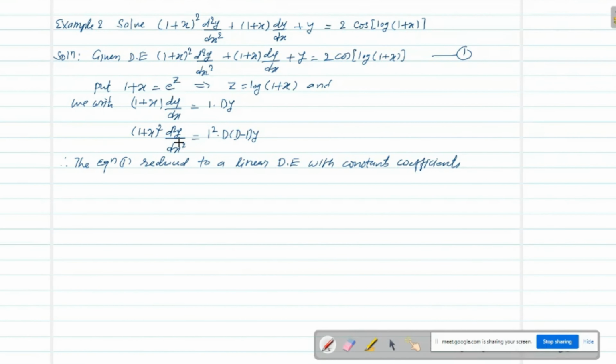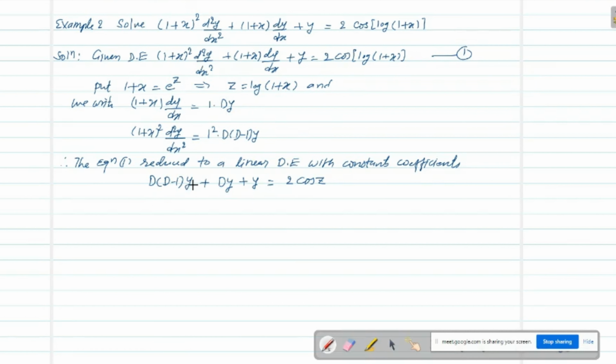Just replace all these values. Instead of this (1 plus x) whole square d square y by dx square, we put this. So you will have (d minus 1) y, and instead of (1 plus x) dy by dx we put simply dy, plus the last term y as it is, and this equals 2 times cos, but instead of log(1 plus x) we put z. So this becomes simply cos z.